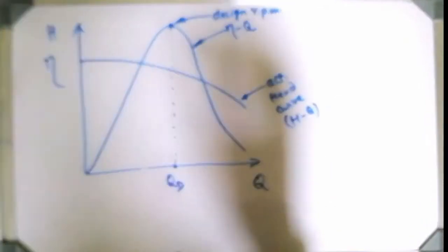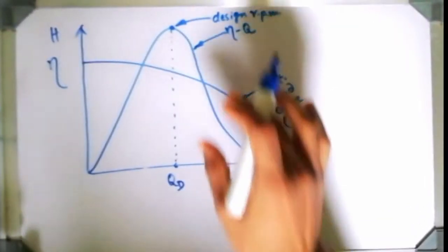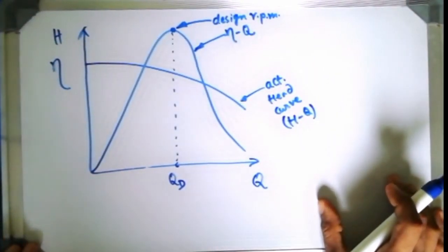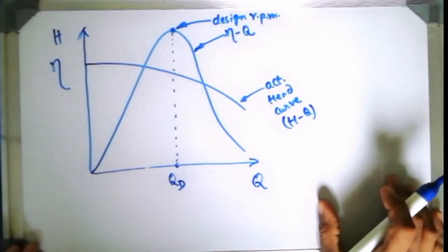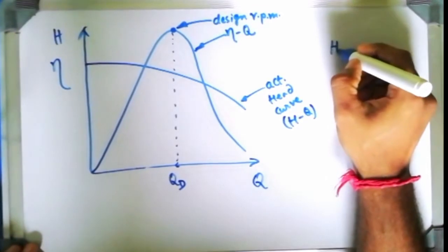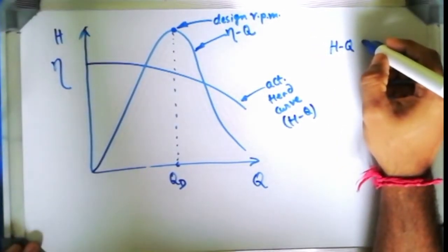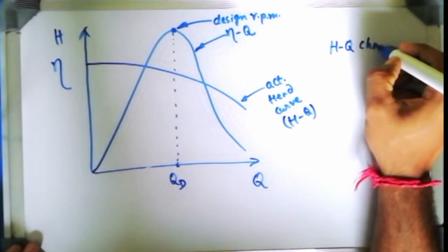So just showing that after having these two curves, if I do some analytical solving, then easily I can show you how I will get the system characteristics curve, H versus Q characteristics curve.